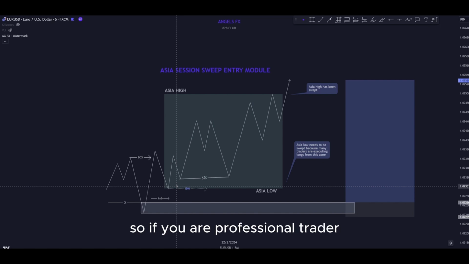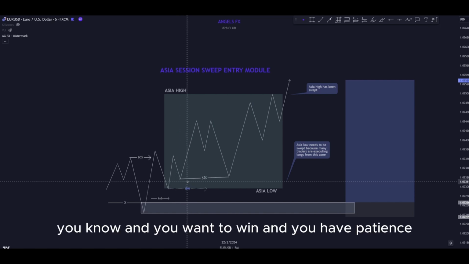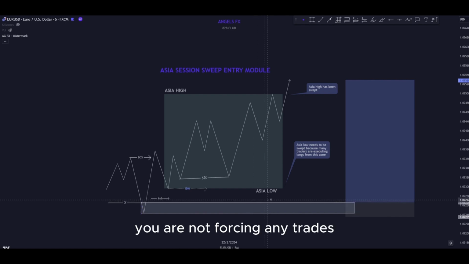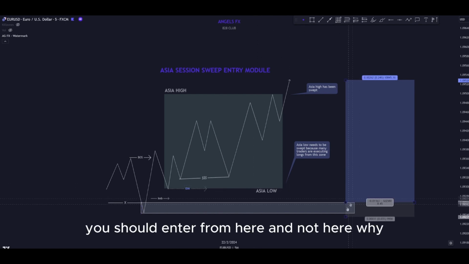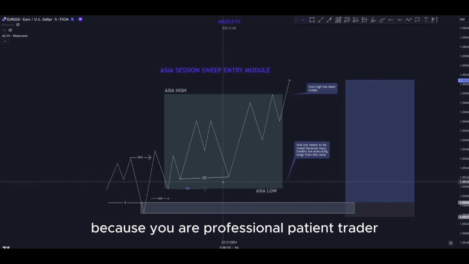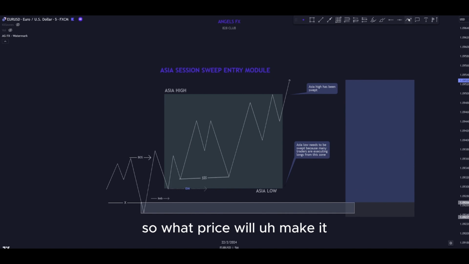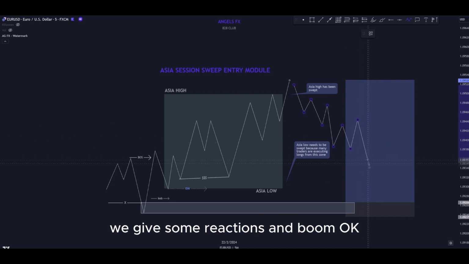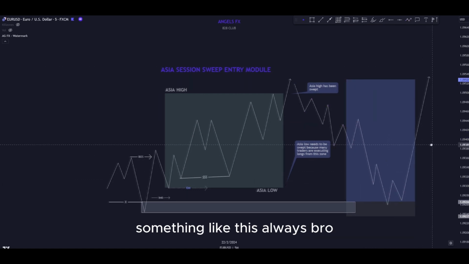So if you are a professional trader and you want to win and you have patience, you don't have FOMO, you are not forcing any trades, you should enter from here and not here. Why? Because you are a professional, patient trader. So price will make it something like this. We get some reactions and boom, something like this.